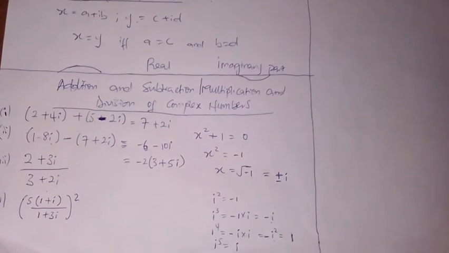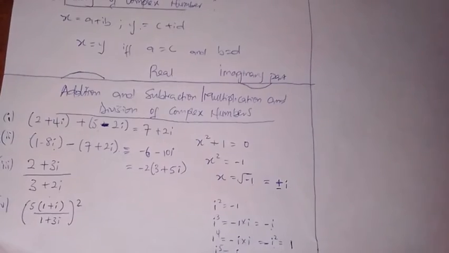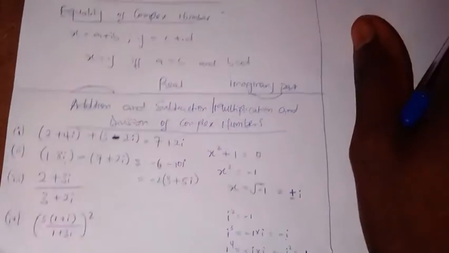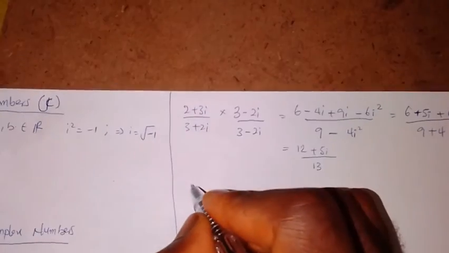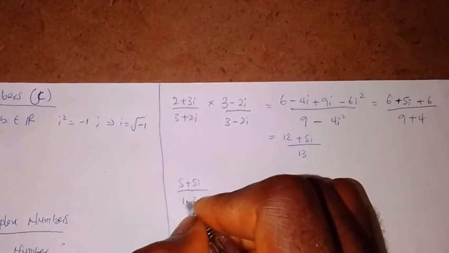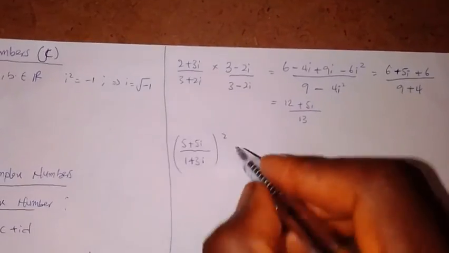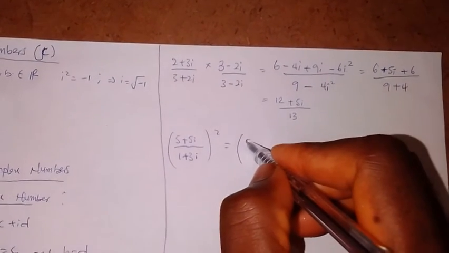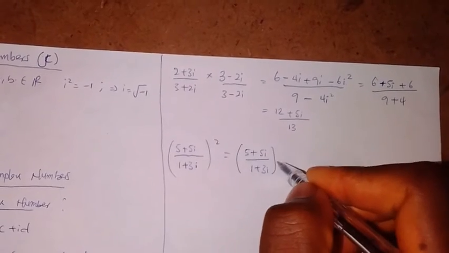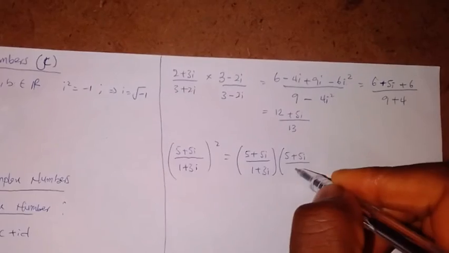Now, for number 4, we have 5 times 1 plus i over 1 plus 3i, all squared. From here, I can expand this and say that this is the same as 5 plus 5i over 1 plus 3i all squared. Now, this question is similar to multiplication. What do we have? 5 plus 5i over 1 plus 3i. In this case, I have to write it, I have to duplicate it.